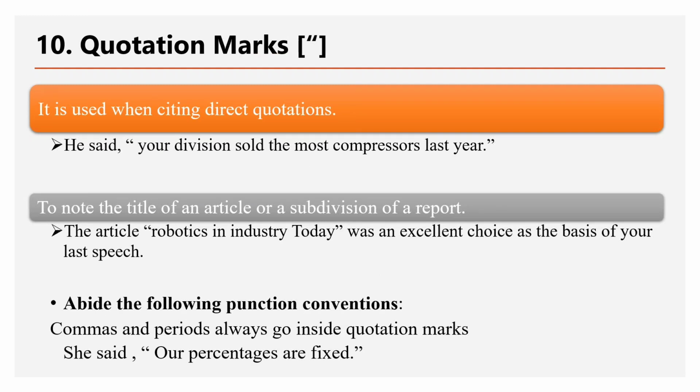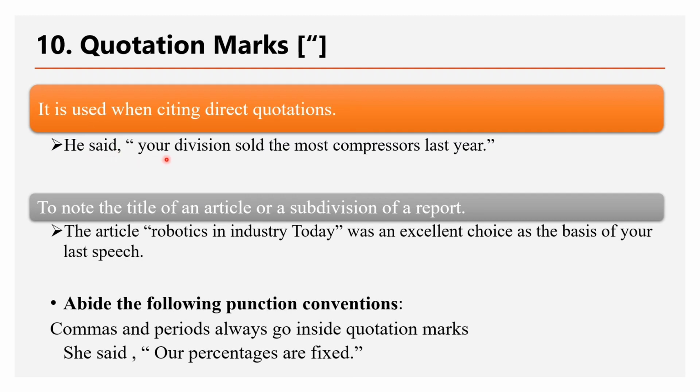So the next punctuation mark is the quotation mark. It is used when citing direct quotations. For example, he said, "Your team sold the most compressors last year." So when you are quoting someone, the quote must end with a quotation mark.